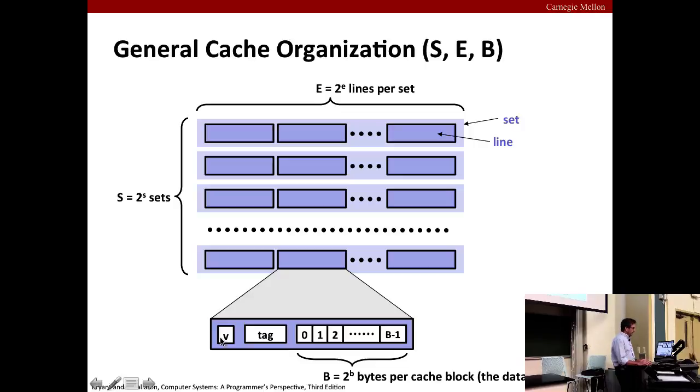a valid bit, which indicates whether the bits in the data block are actually meaningful. Right? It's possible they could just be random bits. Like, when you first turn on the machine, there's nothing in the cache, but those bits will have values, right? They'll either be ones or zeros, but they won't actually correspond to data.